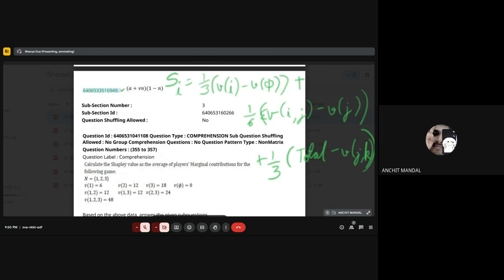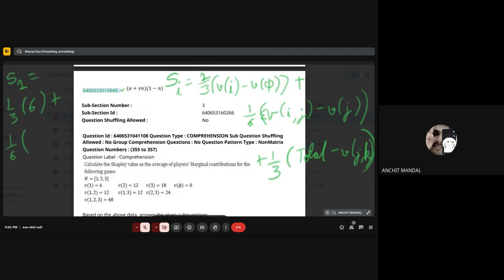And this makes life much easier. So now all we have to do is plug in the values in this formula to get the Shapley value for each player. So if we try to solve for S1, we get 1/3 of 6 minus 0 is 6, plus 1/6 of i comma j is 1 comma 2, 12.